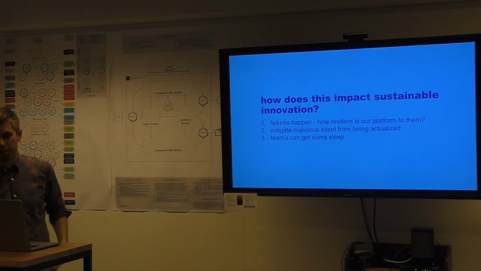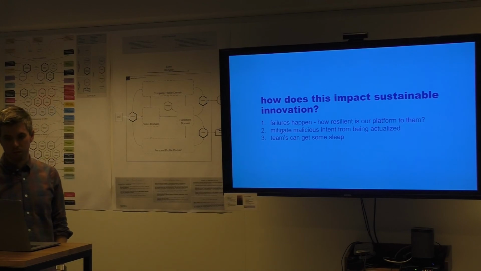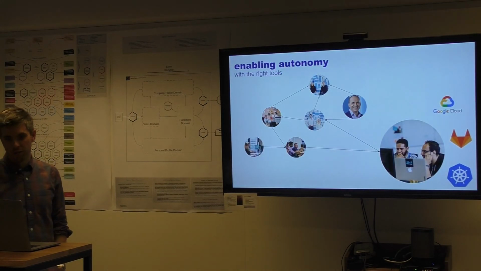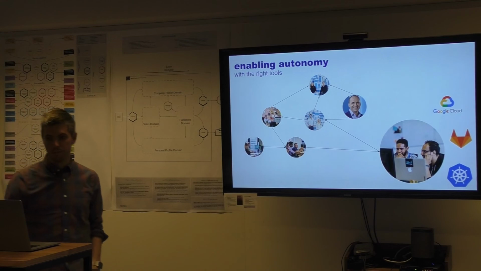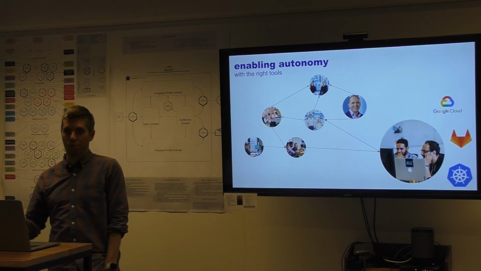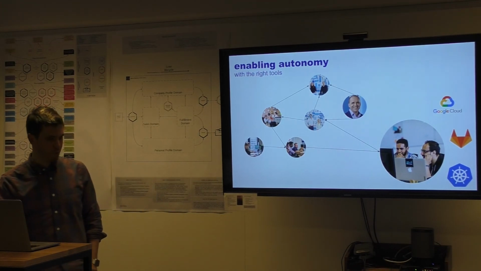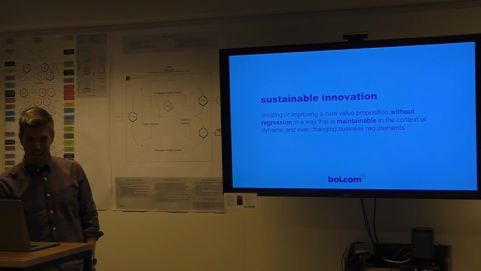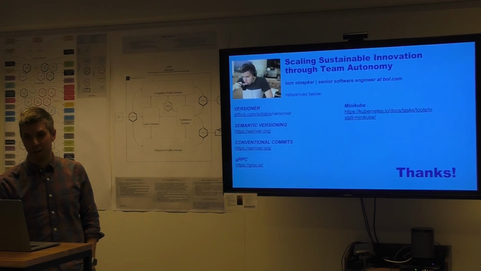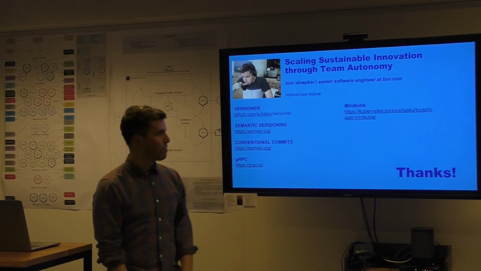So failures happen. Let's basically take them as a given and design our CI/CD pipelines and our application code to be resilient towards them. So in summary, enabling autonomy. This whole concept, sustainable innovation, enabling autonomy, fundamentally, you need the tools to actually be autonomous. And this was a quick blast through those tools. And sustainable innovation, and I'm Tom. So thank you guys for putting up with everything.